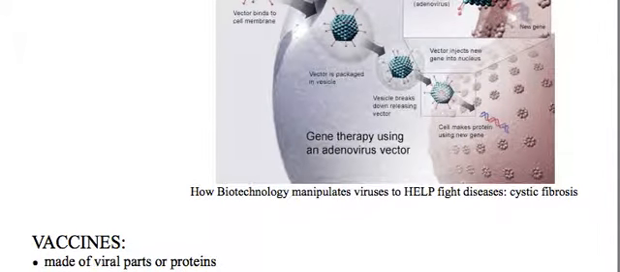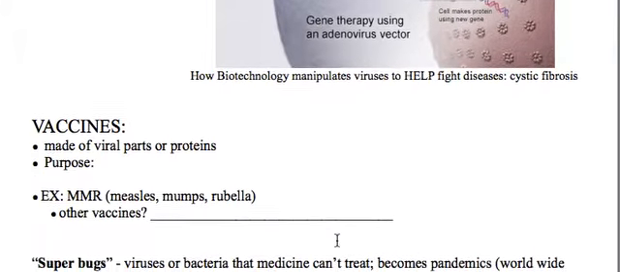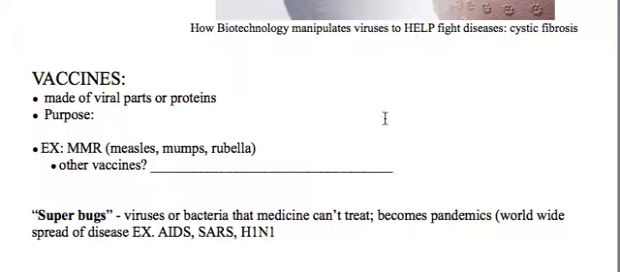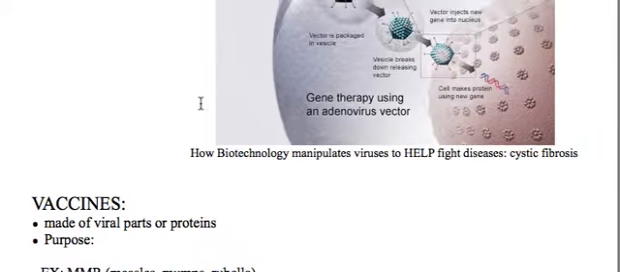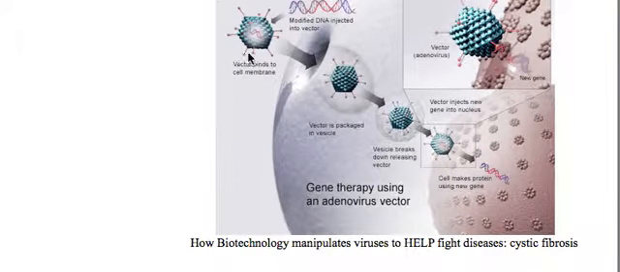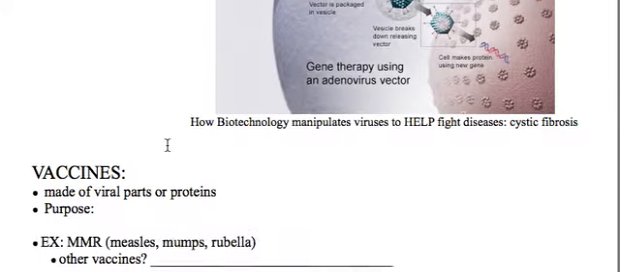Now, vaccines are also something that you have to know. Vaccines are made up of viral parts or proteins. So if you get the flu vaccine, you actually get the protein that is right here, this little red thingy sticking out of this virus. It's a protein. And we give a person that protein only. We don't give them the rest of the virus. They don't get the DNA from the virus. They just get the protein.